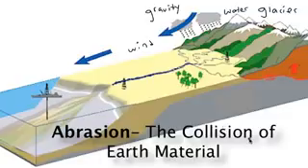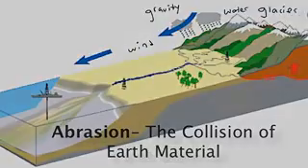So what are the big things that cause abrasion to happen? We have wind, water, gravity, and ice, like in glaciers.